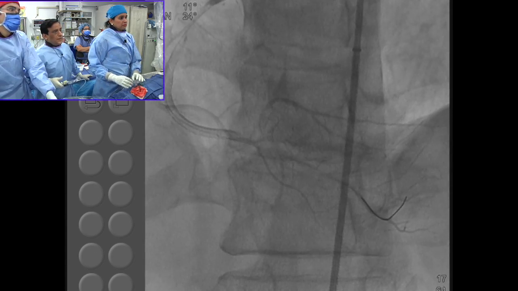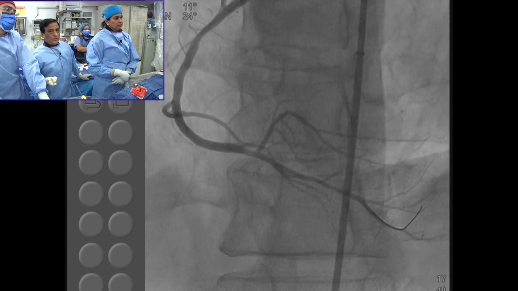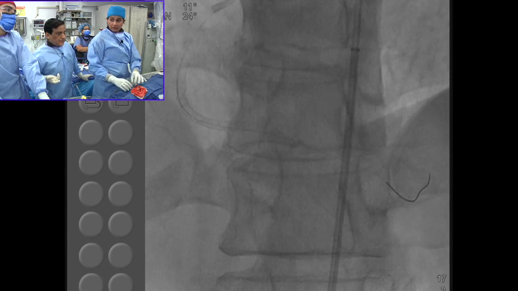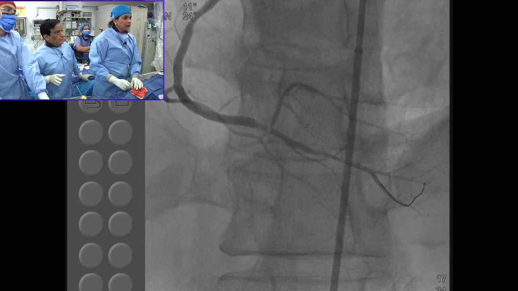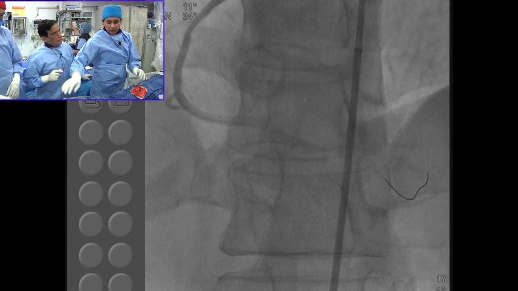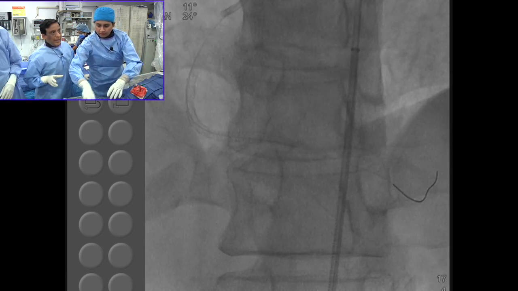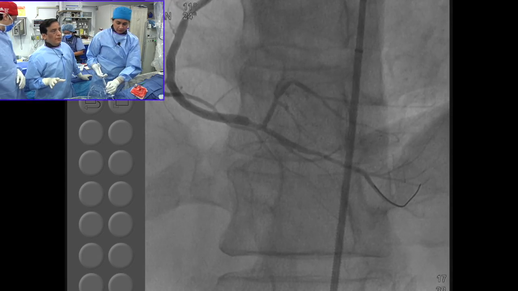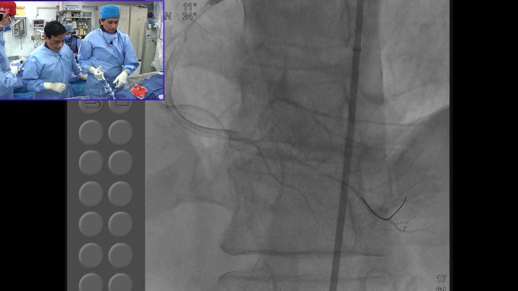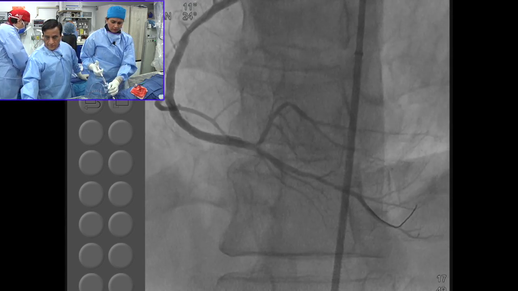Actually, 3.0 became too big. I didn't even go to 16 atmospheres. That's our usual stent deployment pressure. You want to leave it now? It's too big, yeah. Distal vessel was just 2.75. Yeah, but I think it looks better than before. Does not seem to be any dissection. In my opinion, this can now be left alone.